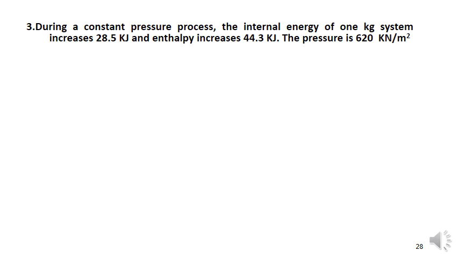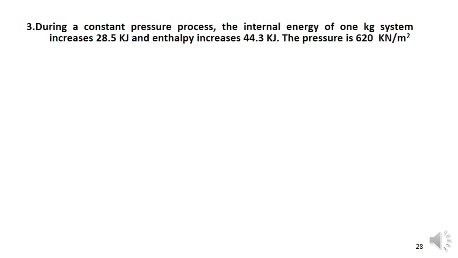After getting the W and Q, according to the non-flow energy equation for a constant pressure process, dU is equal to dQ minus dW. Already we got the dQ value and the dW value. Substitute that, we will get the answer. So move on to the next problem.